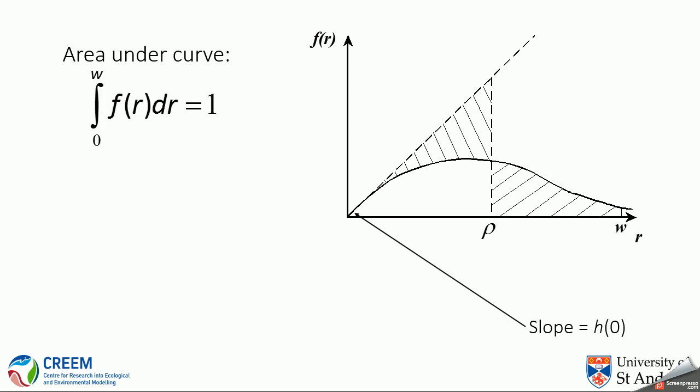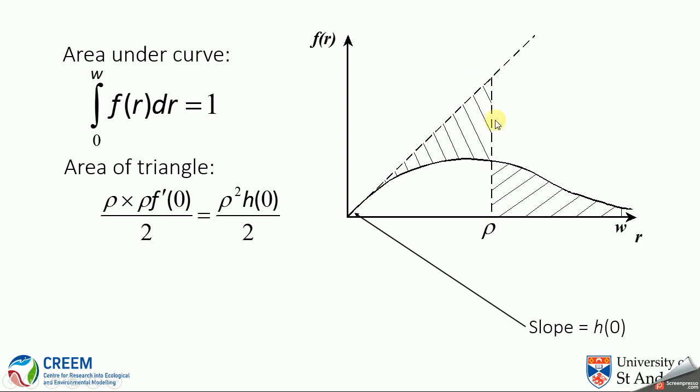We can exploit that to get a relationship between the effective radius and the probability density function. The function has an area under the curve of 1. The area of the triangle is the base, which is the effective radius rho, times the height, which is rho times the slope of this dashed line, which is the tangent to the probability density function at distance 0. The area of the triangle is the base times the height times 1/2. And so if we denote the slope of that dashed line by h(0), then we can express the area of the triangle as rho squared times h(0) divided by 2.